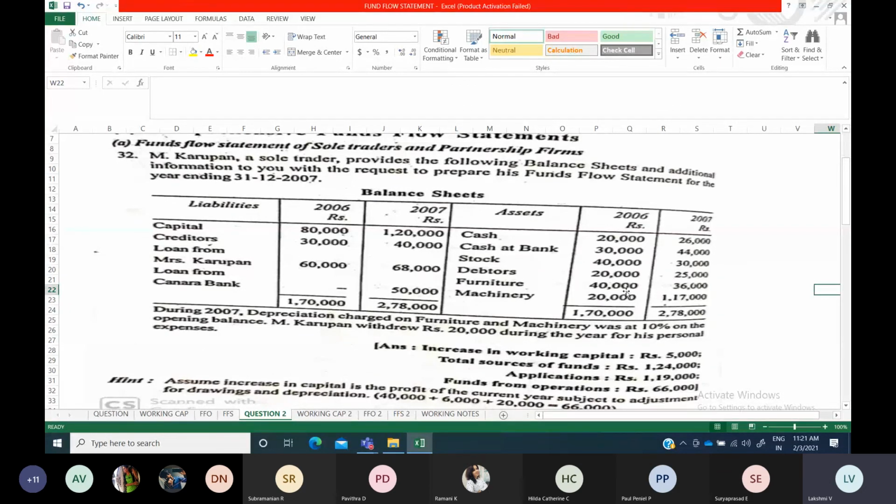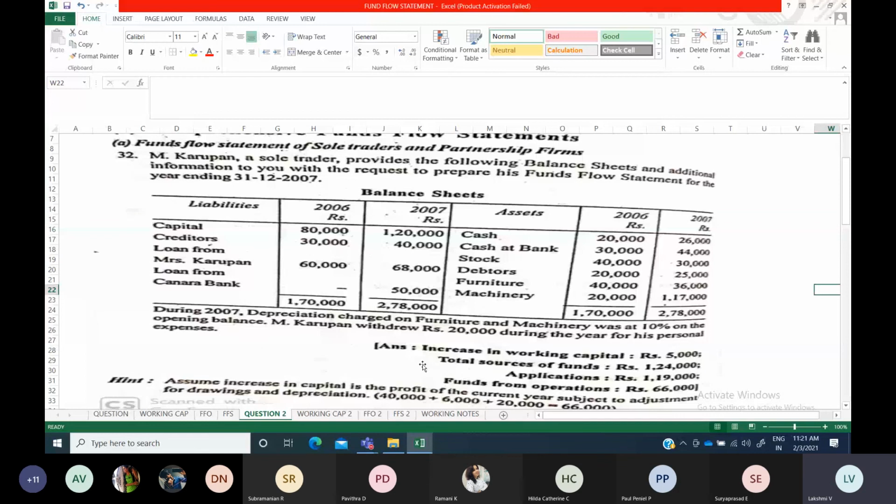If they give the amount, no problem. Or else if they are giving you the percentage, you have to calculate on the opening balance. Now 40,000 and 36,000 means on 40,000 only you have to provide depreciation at 10%. Machinery also the same thing. 20,000 and 1,17,000 means on 20,000 only you have to provide that 10% depreciation. Okay.